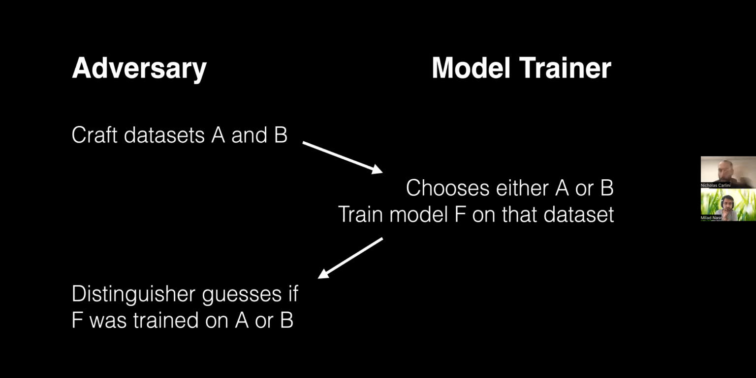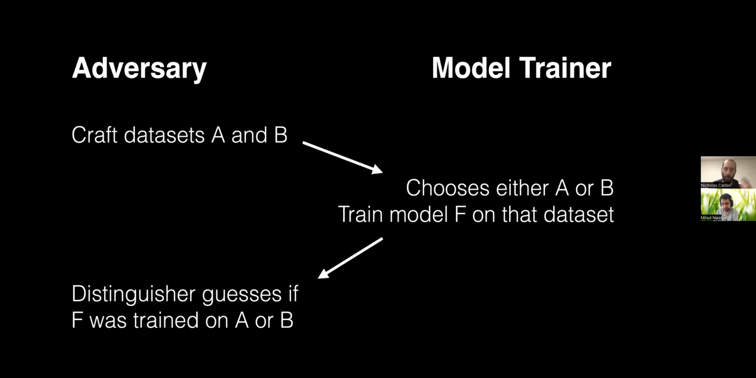The model sends both of them to the model trainer. The model trainer flips a coin, chooses either A or B, trains a model on that data set, and then sends the model F to the adversary. The distinguisher then guesses if F was trained on A or B and wins if they got it right and loses if they get it wrong.